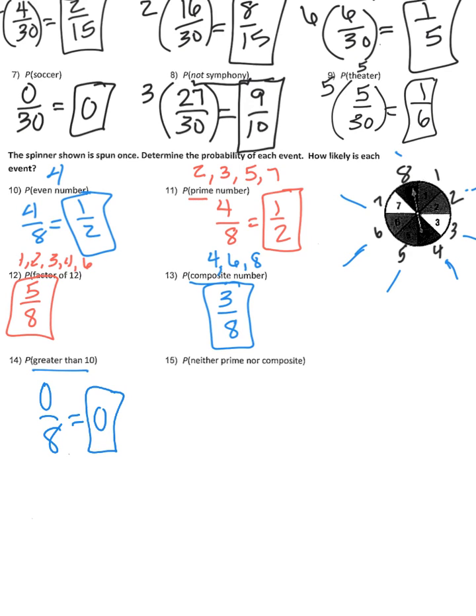And then 15, neither prime nor composite. There was only one number that did not qualify as prime or as composite, and that was the number 1. So 1 out of 8 is not prime nor composite, so 1/8.